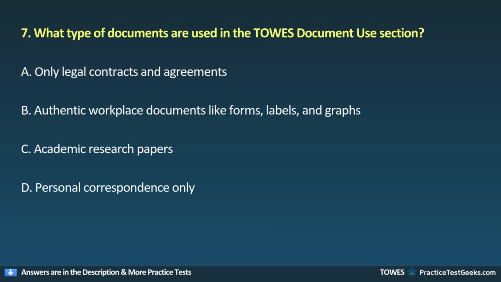7. What type of documents are used in the TOWES document use section? A. Only legal contracts and agreements. B. Authentic workplace documents like forms, labels, and graphs. C. Academic research papers. D. Personal correspondence only.